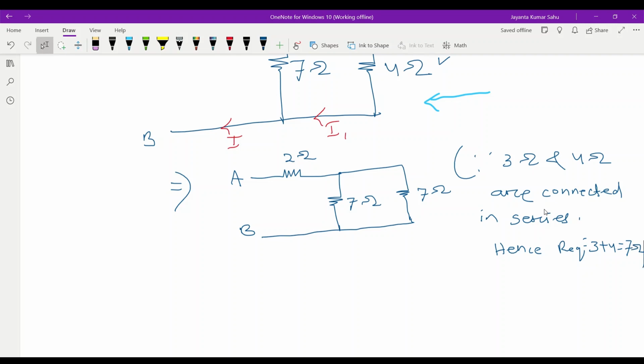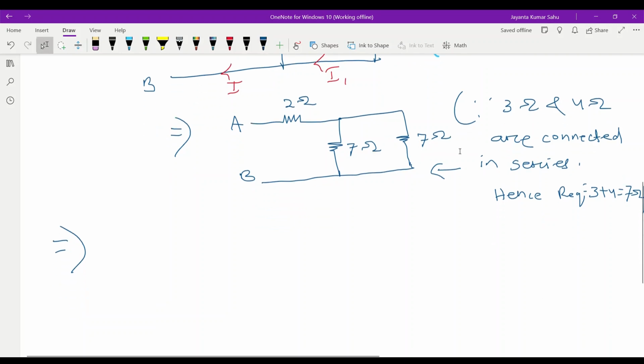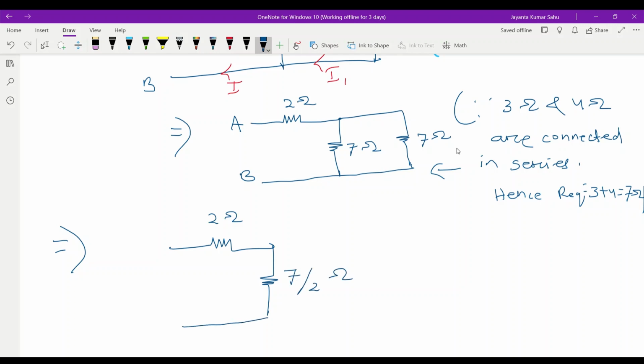After that, what will we do? We will move in the opposite direction. This 7 ohm and 7 ohm are connected in parallel, and the 2 ohm is connected in series. If we reduce this 7 ohm and 7 ohm in parallel, what is the equivalent resistance? 7 ohm and 7 ohm in parallel is 7 by 2 ohm. Here we can write 7 ohm parallel with 7 ohm.